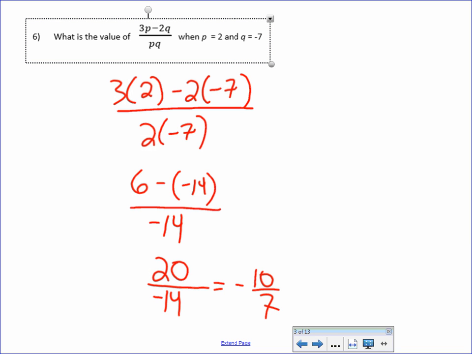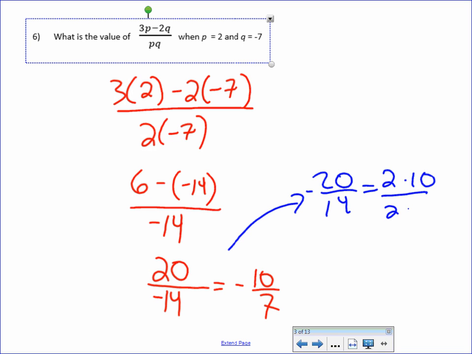For people who are struggling with how to reduce a fraction, I will just show you that negative 20 over 14 is 2 times 10 over 2 times 7, negative sign up front, and the 2's cancel. And that's where you get the negative 10 divided by 7.